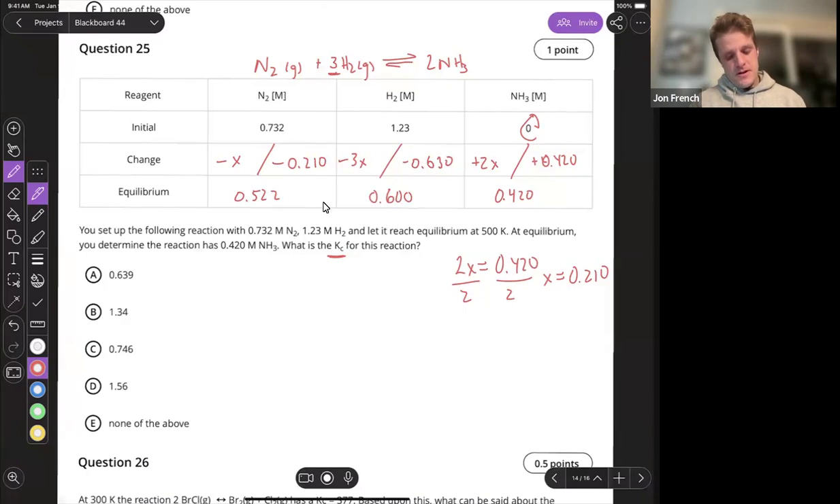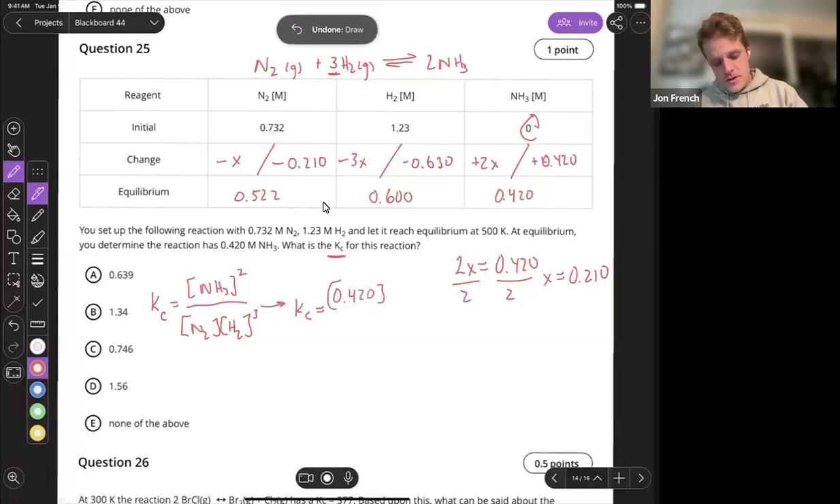We can go through and find our constant for this reaction. So Kc equals my concentration of ammonia squared over my concentration of nitrogen times my concentration of hydrogen cubed. All right, Kc, my concentration of ammonia, 0.42 squared over my concentration of nitrogen, 0.522 times my concentration of hydrogen, 0.6 cubed.